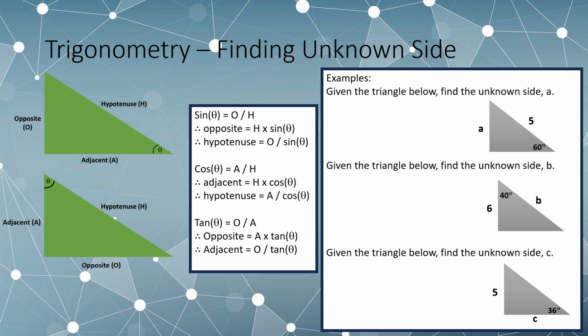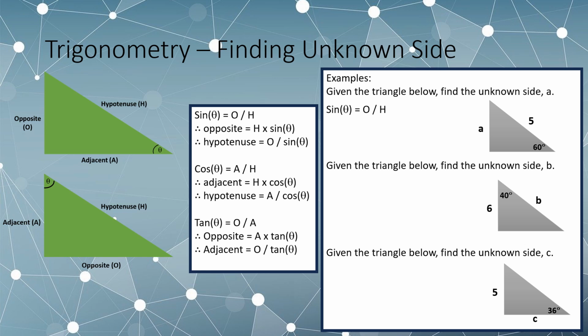In that case, we then look for either the opposite or the adjacent side. In this problem, we can see that A, what we are trying to find, is opposite to the angle. Therefore, it is the opposite side. Given that we have the opposite and the hypotenuse, we will be using sine for this example. So sine of our angle is equal to opposite over hypotenuse.